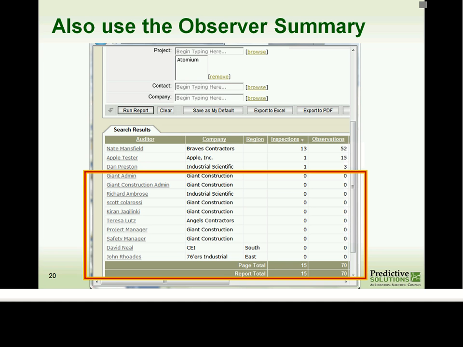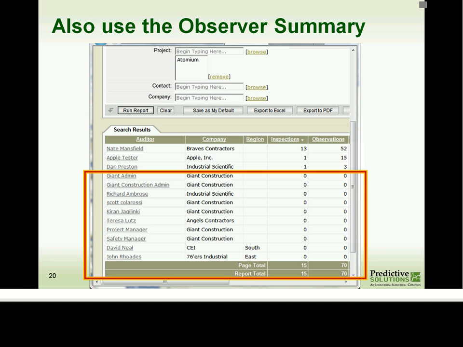Well, safety truth number 2, what we actually found out is it's not just the amount of observations you're doing, it's the diversity in the observers that are conducting the observations.